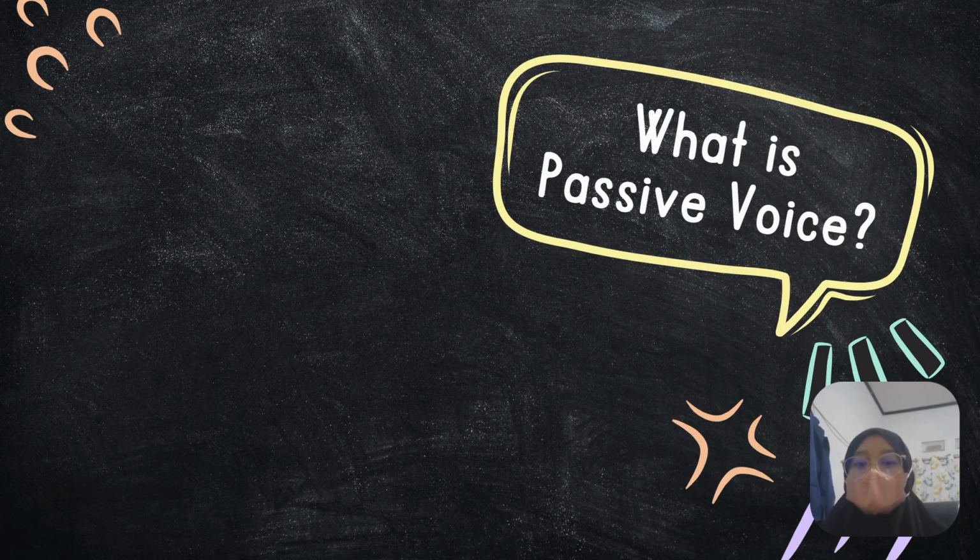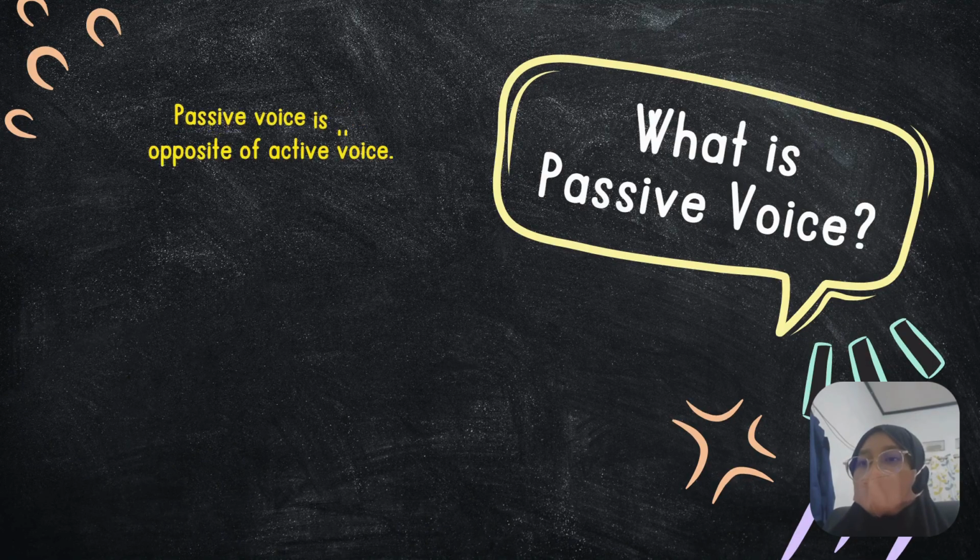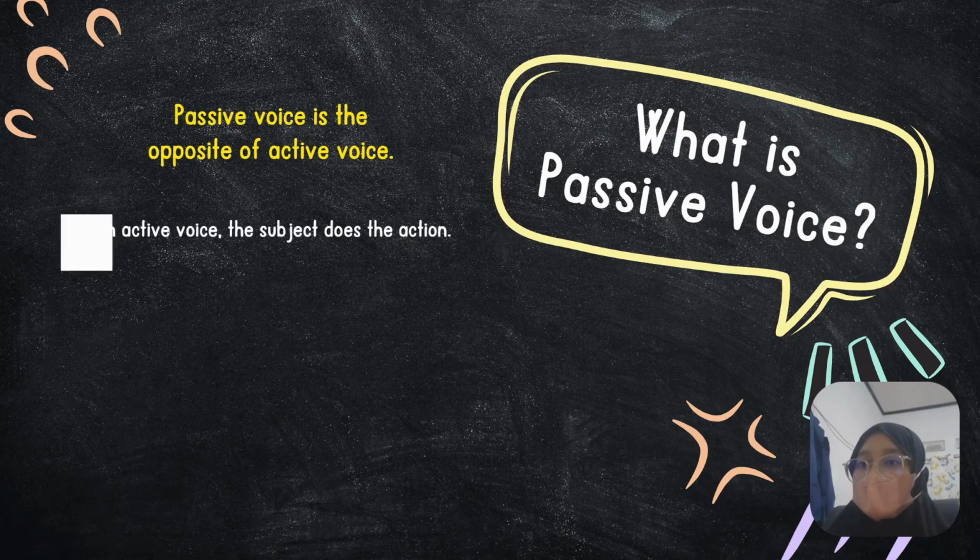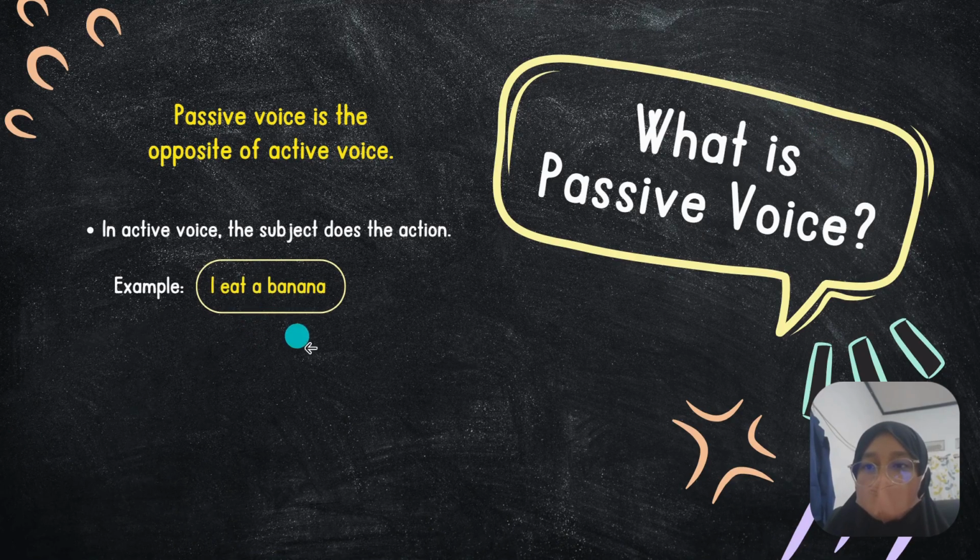Passive voice is a grammatical construction where the subject of a sentence receives the action of the verb rather than performing it. Passive voice is the opposite of active voice. So in an active voice, the subject does the action. For example, I eat a banana. So this is the active voice.